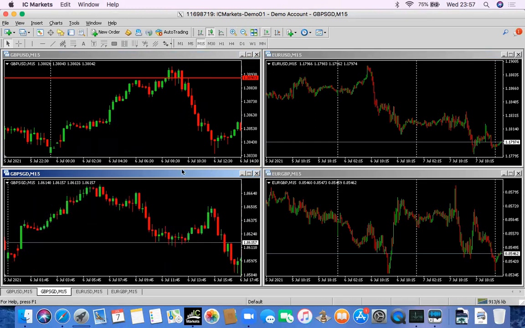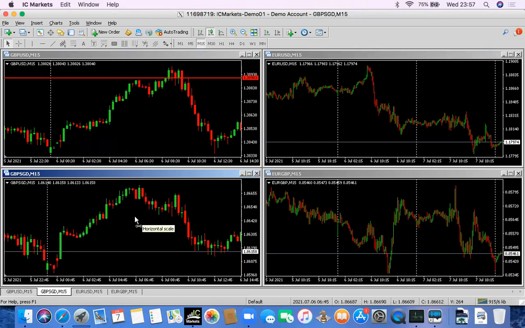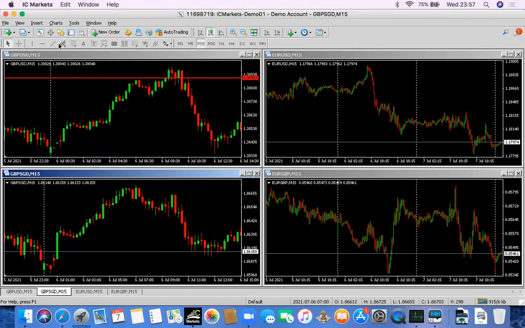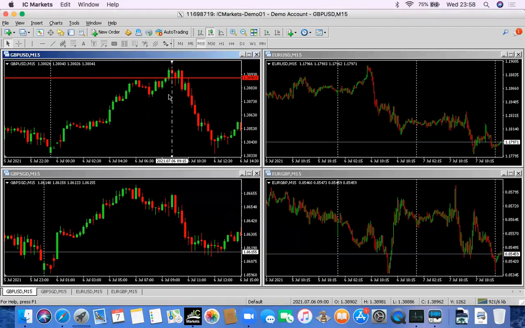Remember, we trade the London session and the New York session, right? For me, the London session is this candle, which is 11 platform time on my time frame. I don't know what your time frame will be saying, but mine is 11, right? So it will be around this point, this candle.